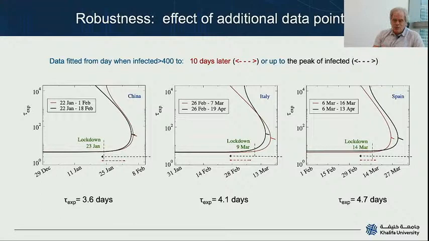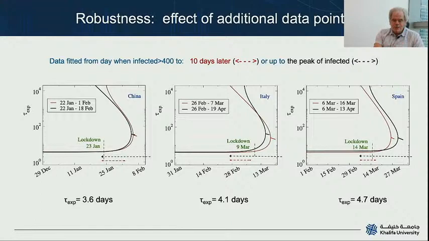Nevertheless, you see that in all three cases, the explosive time scale, which is the branch of the curves you see at the bottom, these are the fastest time scales, they are all the same. That means that this prediction is robust to the number of data points that are available. Another interesting point here is that the characteristic time scale for the epidemic growth is pretty much the same. It's around 4 days in these three countries, and also the same for other countries that we considered as well. So the result here is that this method of making predictions is robust to additional points added.